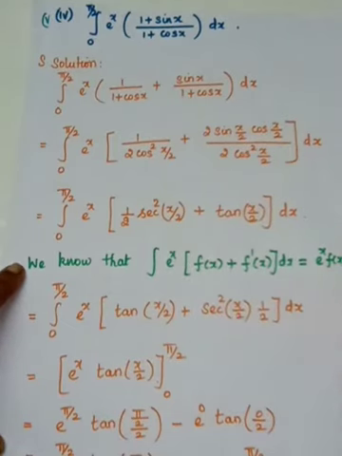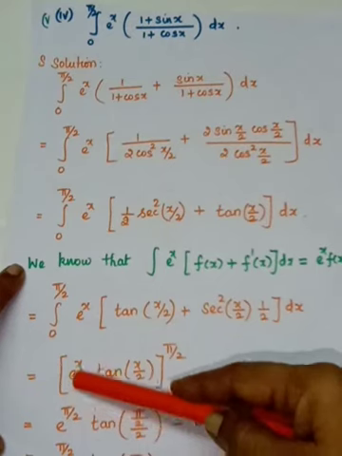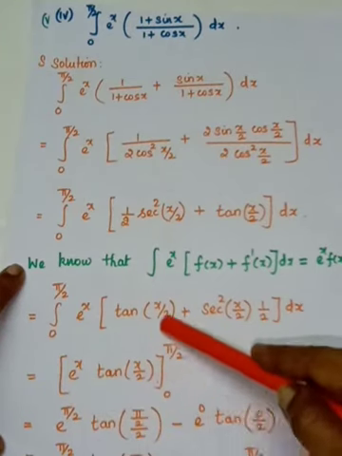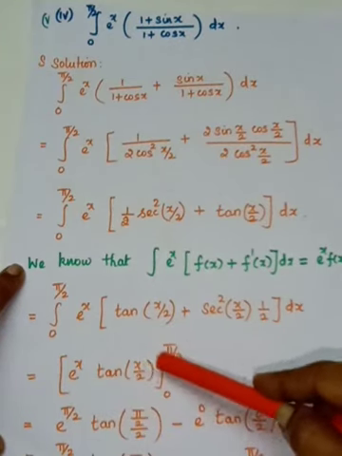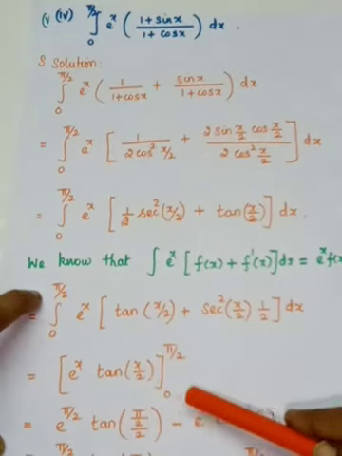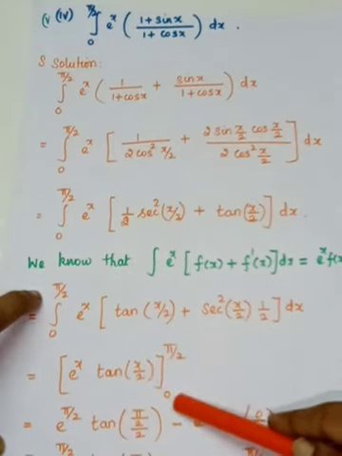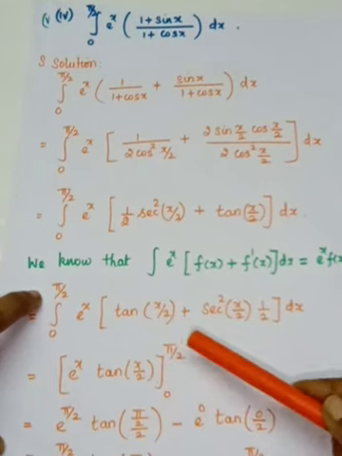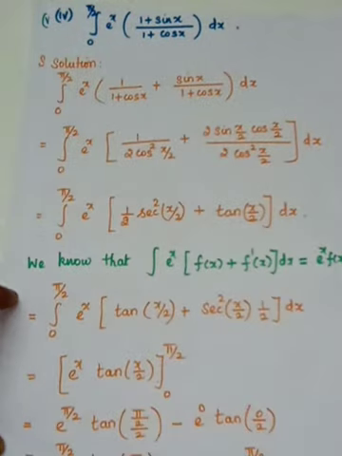Okay, so what's the answer for this integration? Answer is e power x into f of x. So first your answer is e power x into, what is your f of x? Tan x by 2. After integrating, you have to write the limits, 0 to pi by 2. So the next step you have to apply the limits.